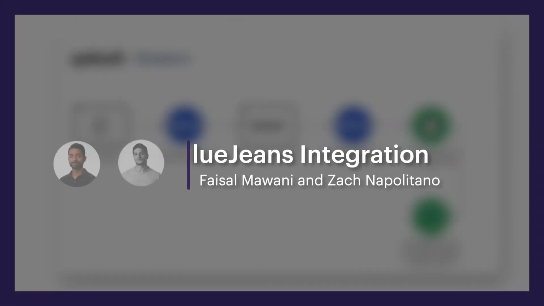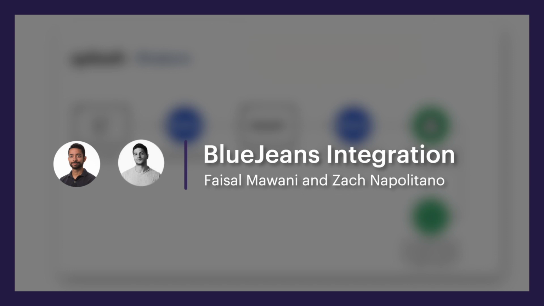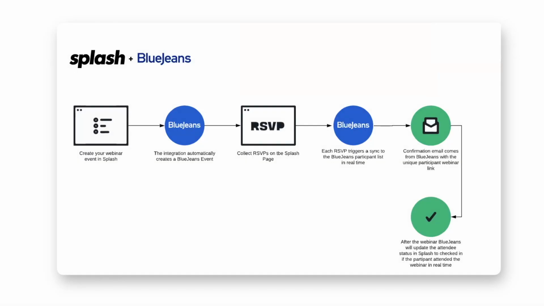Perfect. So we have a little flow map here. What we'll do is we'll go through the overall flow of the integration, and then we'll actually jump into the back end. I'll show you how to build that integration, and then we'll test it out together live here.